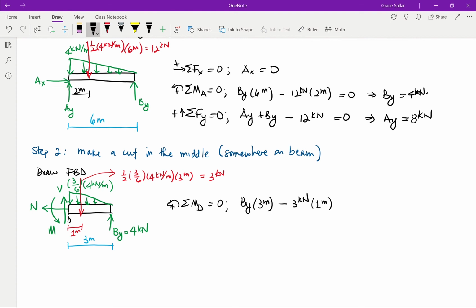And then we also have our moment, which is going counterclockwise, so plus M, is equal to 0. So remember that BY is 4 kilonewtons. So we have 4 times 3 minus 3.